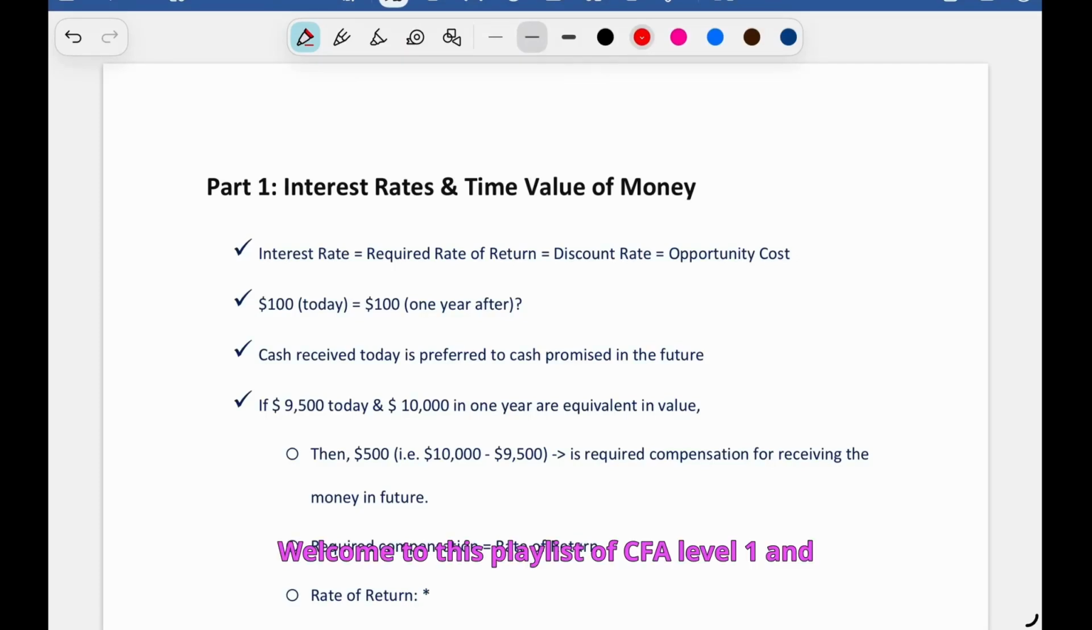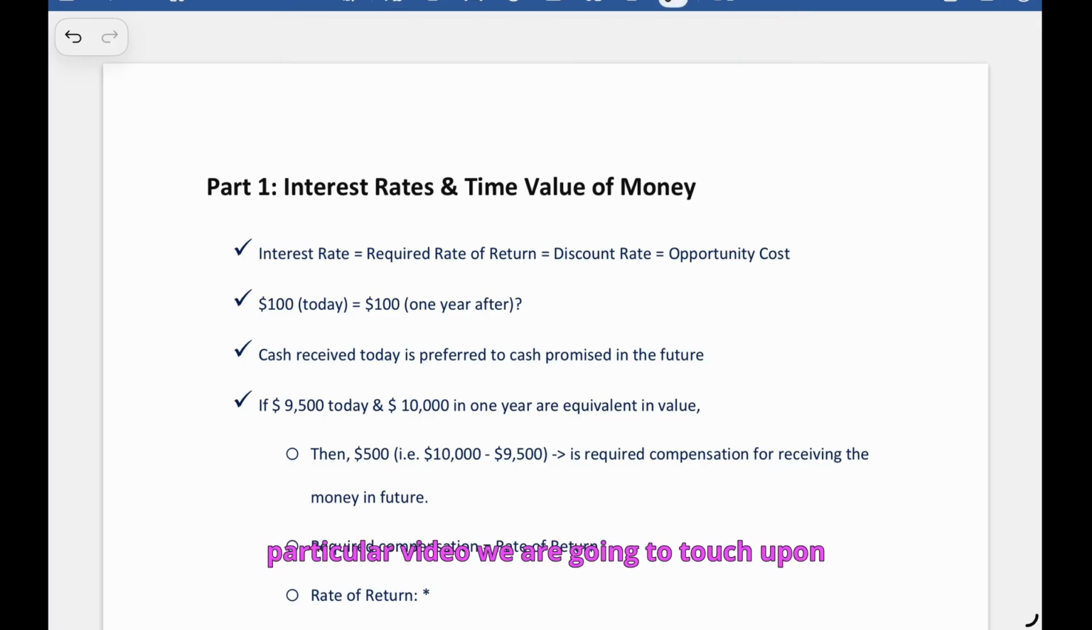Welcome to this playlist of CFA Level 1, and this is Book 1, Quantitative Methods, and we are going to touch upon the first learning module, or you can say chapter number 1, Rates and Return. And I've divided it into several parts, and this is the first part, and in this particular video, we are going to touch upon two topics. One is interest rate, second one is time value of money.